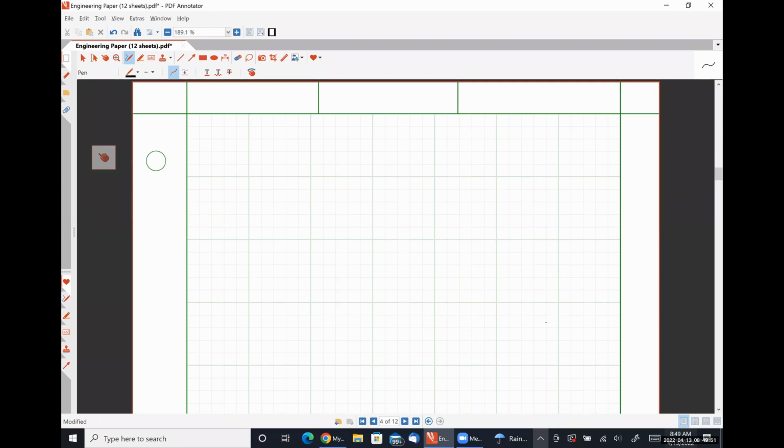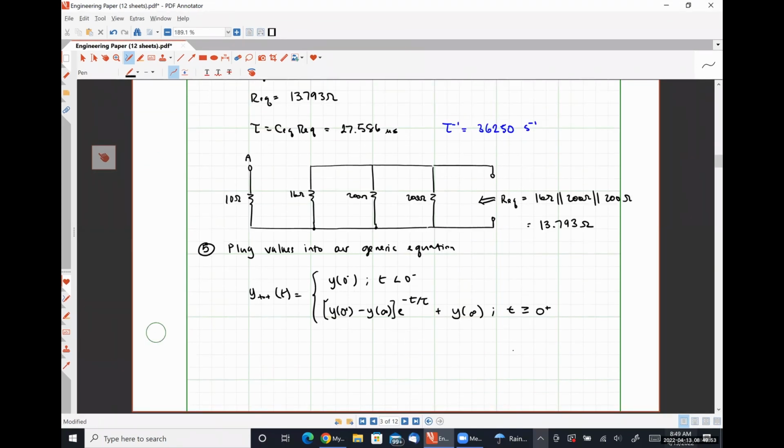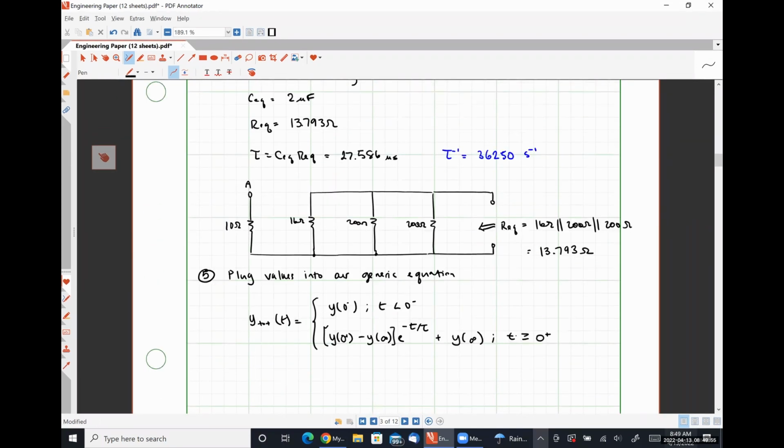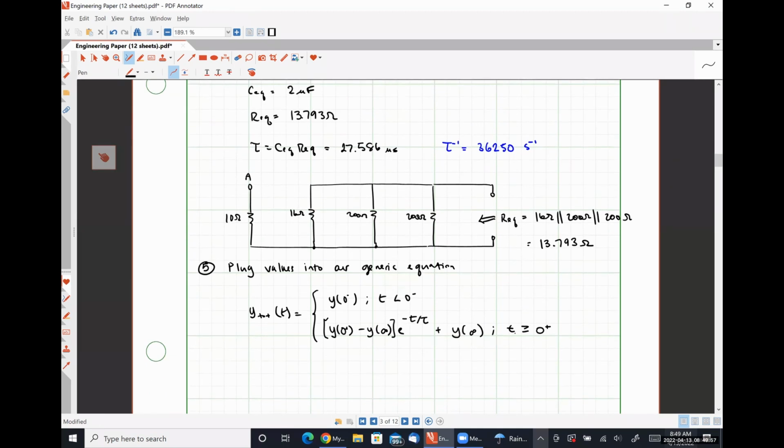Dr. Hartman, do you not need to add the 10 ohms to the equivalent resistance? That's a good question. You do not, because one leg of the 10 ohm resistor is open circuited, so it cannot contribute because it's not part of a path that could carry current. Okay, thank you.